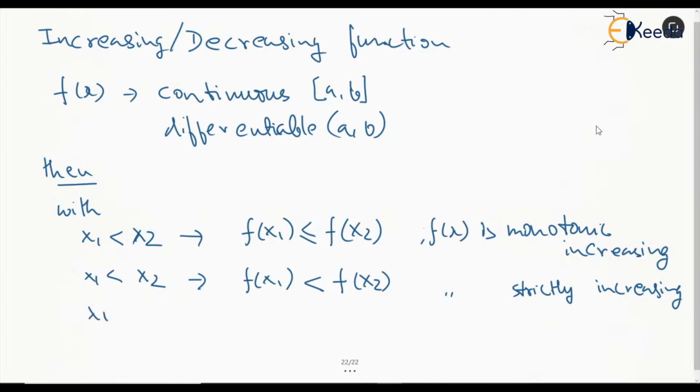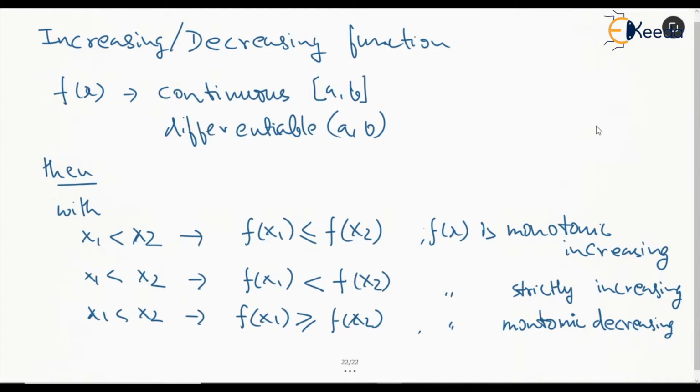If x1 is less than x2, and f of x1 is greater than or equal to f of x2, the function is monotonic decreasing. And if x1 is less than x2 and f of x1 is greater than f of x2, this function is strictly decreasing.